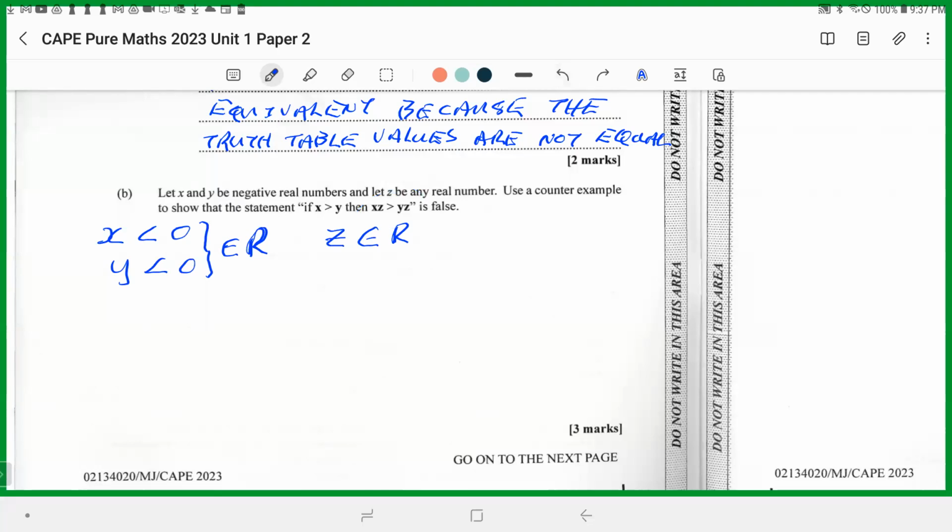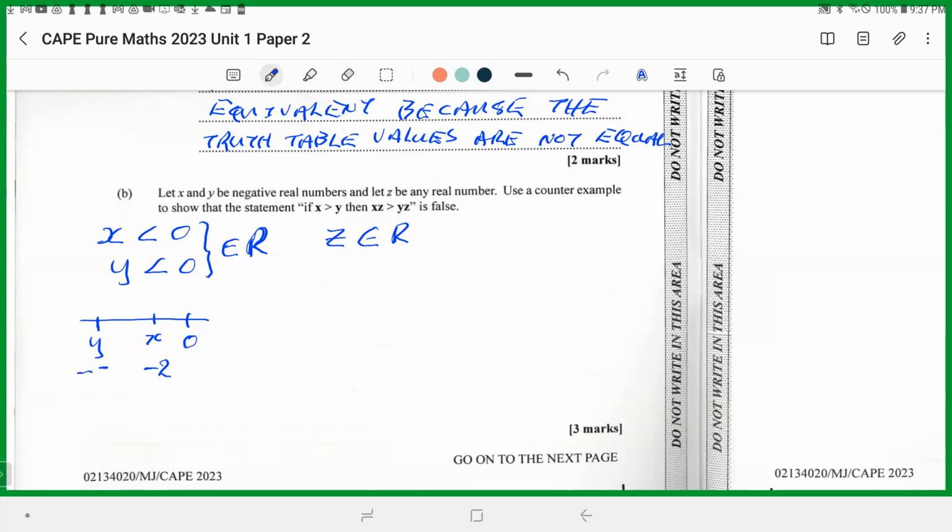All right, so we need values where x is greater than y. If we show them on a number line, both of them are negative. This is 0, and you want x to be greater than y, so x here and y here. So x could be a value like -2, and y could be a value like -3. Those would be good examples that we can use.